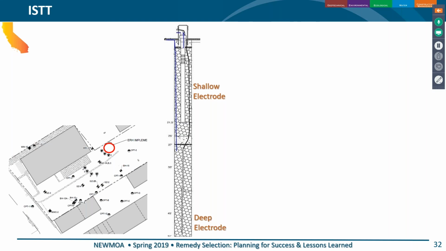The deeper electrode was basically just a copper plate. And we had a drip tube that provided water to the backfill to keep it moist, because unlike conductive heating, this doesn't work if you desiccate the soils. It needs to be wet to provide that resistance.